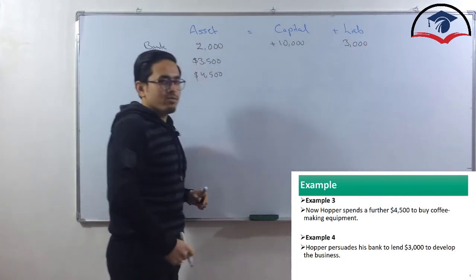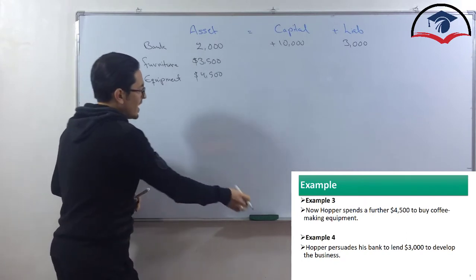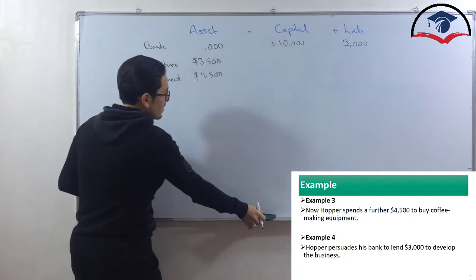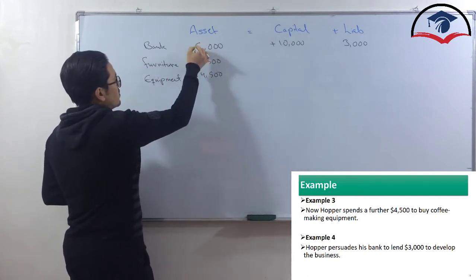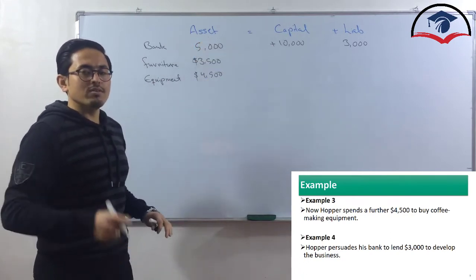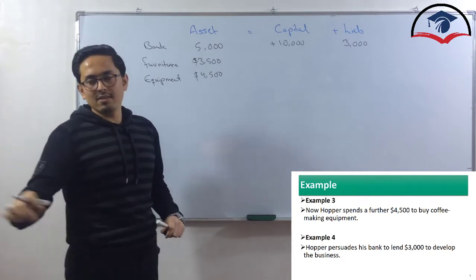This is $3,000 we have received as a liability to the business, and it will be added to the bank account. 3,000 plus the 2,000 available, the balance will reach 5,000. We have 8,000 plus 5,000 equal to 13,000. The other side is still 13,000, the same balance.